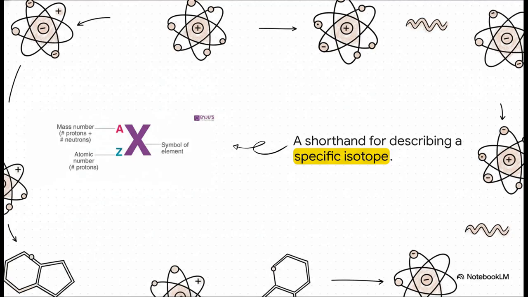So how on earth do scientists keep track of all these different versions of elements? They use a nifty shorthand called standard atomic notation. It's a super efficient way to show the exact makeup of a specific atom just by glancing at it.